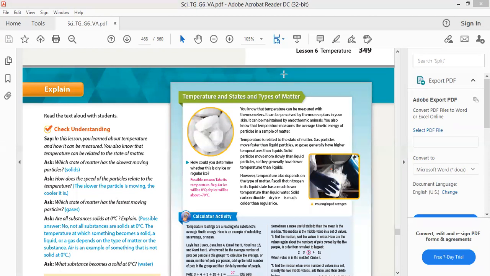The dry ice. Bravo. Even though both are ice, the matter that makes the dry ice is different from the matter that makes the regular ice. So the temperature depends on the type of the matter.